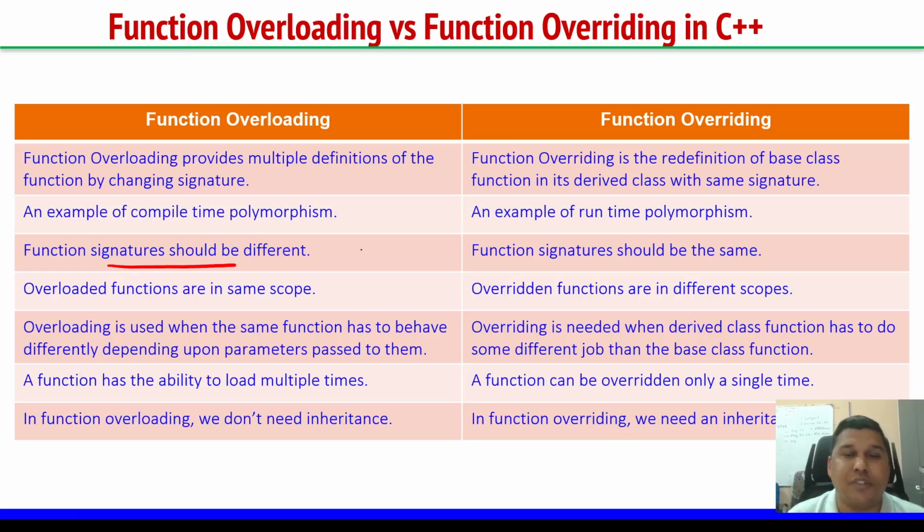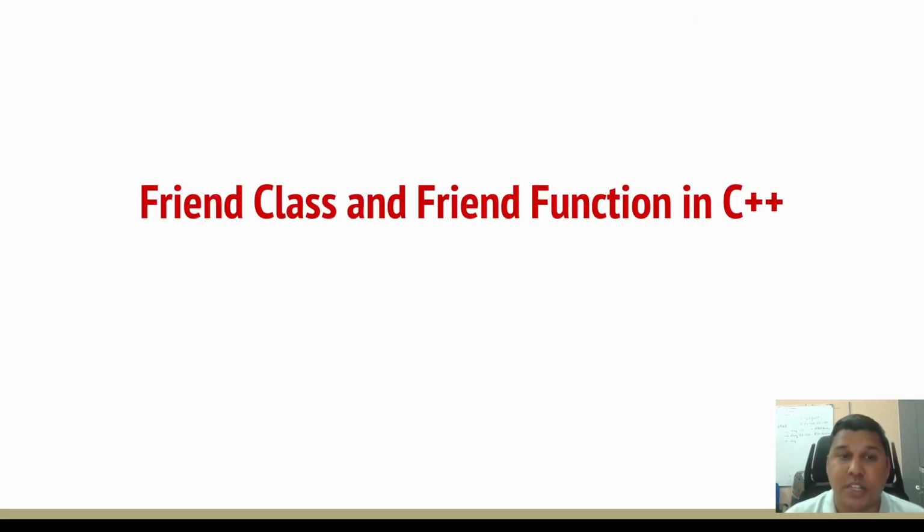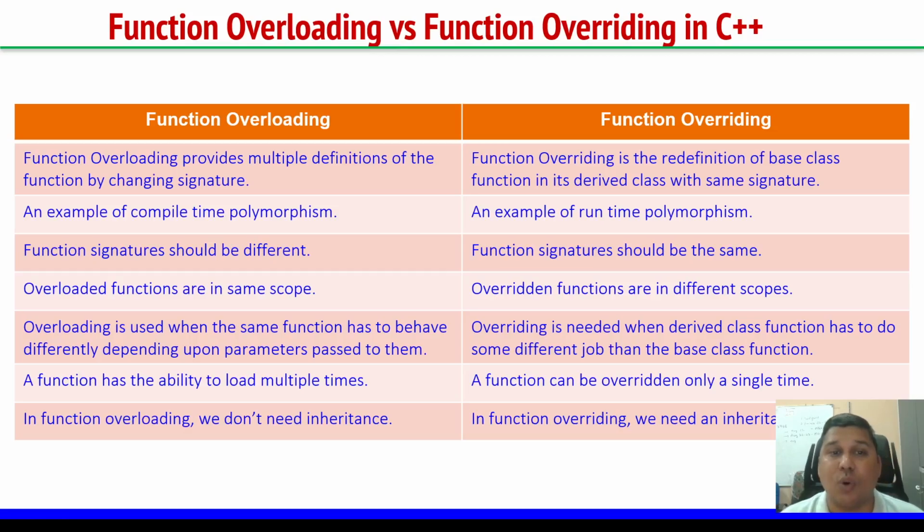For overloading, the function signature should be different; for overriding it can be the same. Overloaded functions are in the same scope; overridden ones are in different scopes. We will talk about the scope concept. Similarly, we have some other differences. In overriding, we talk about the inheritance concept, but overloading does not need any inheritance. So these are a few differences between function overloading and overriding.